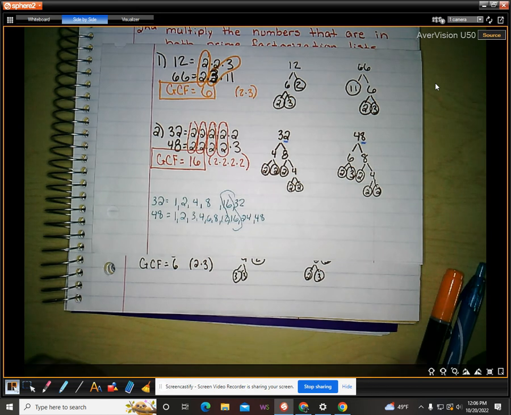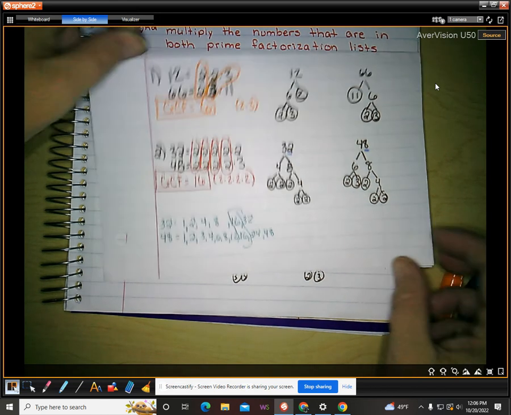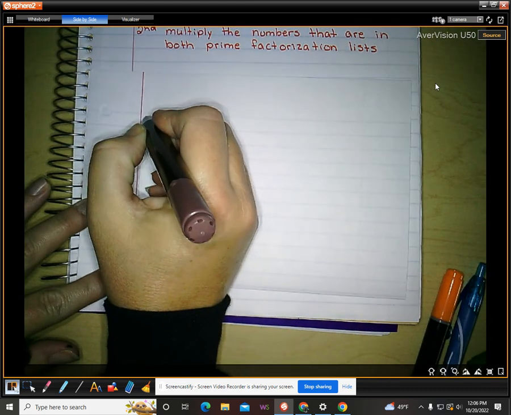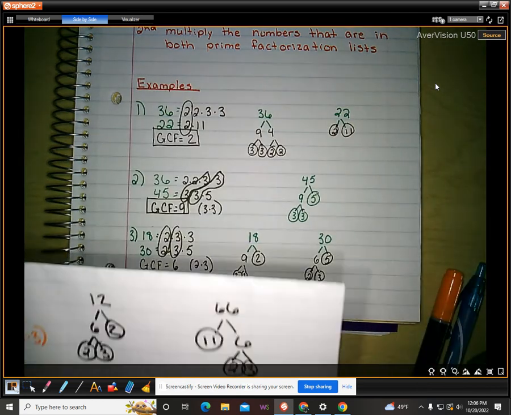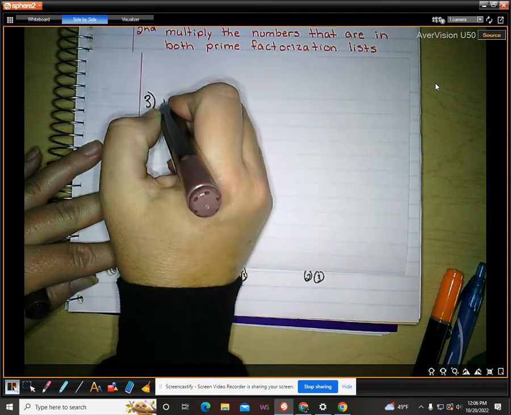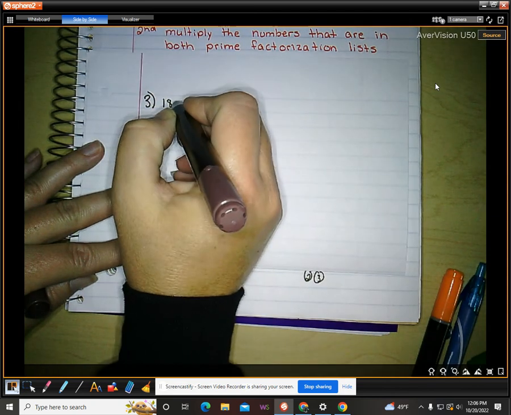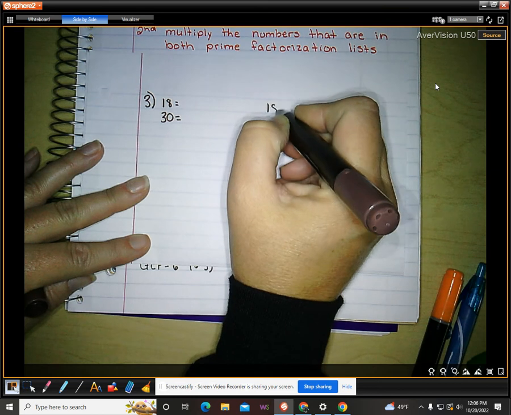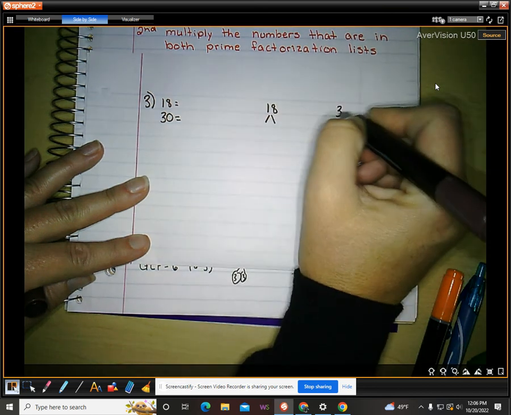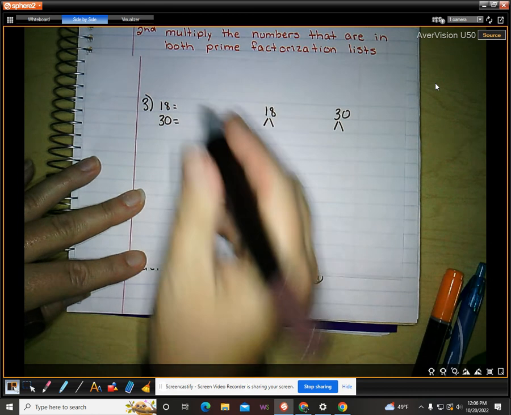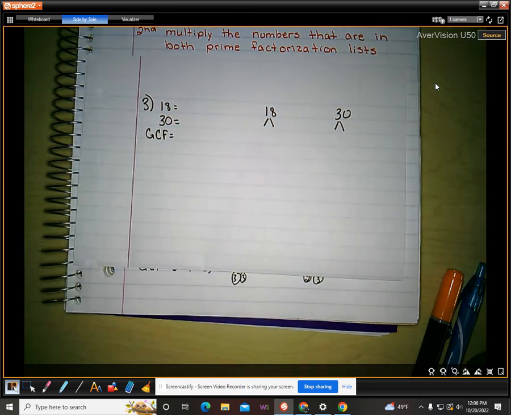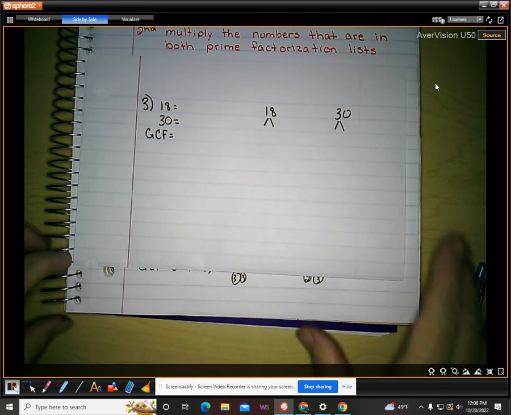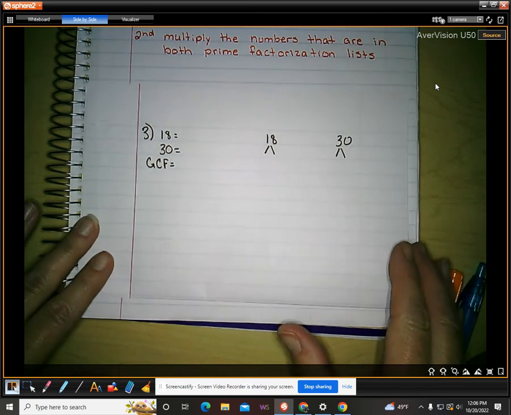All right, I'm going to give you one to try to figure out on your own, and then we'll go over it. So if you have to find the greatest common factor for, did I do that? No, I didn't. 18 and 30. So you're going to come up with your factor tree for 18, your factor tree for 30, write your prime factorization, and then figure out your greatest common factor. And then we will go over it. Look at your examples if you need to.